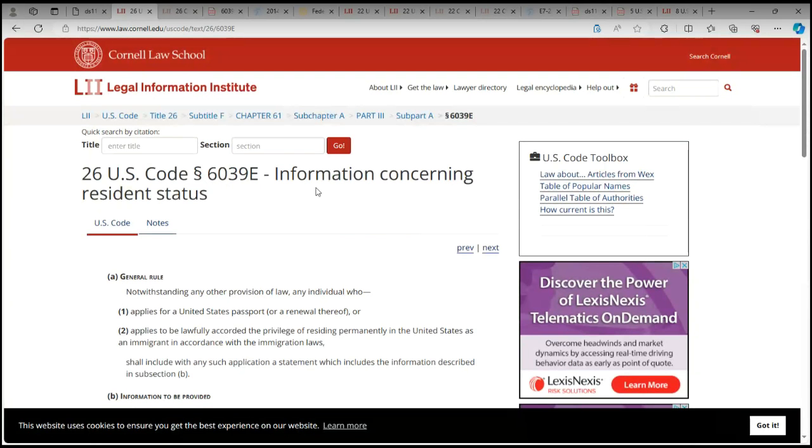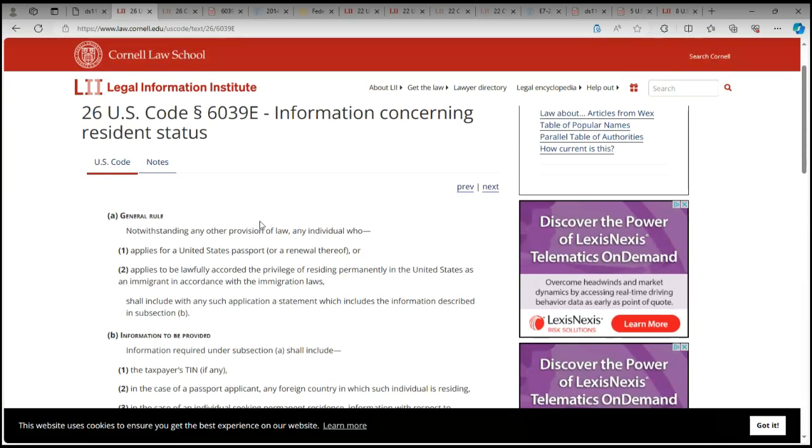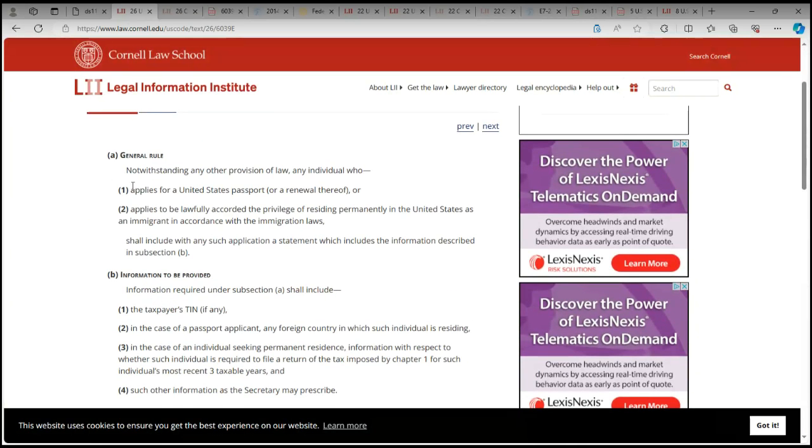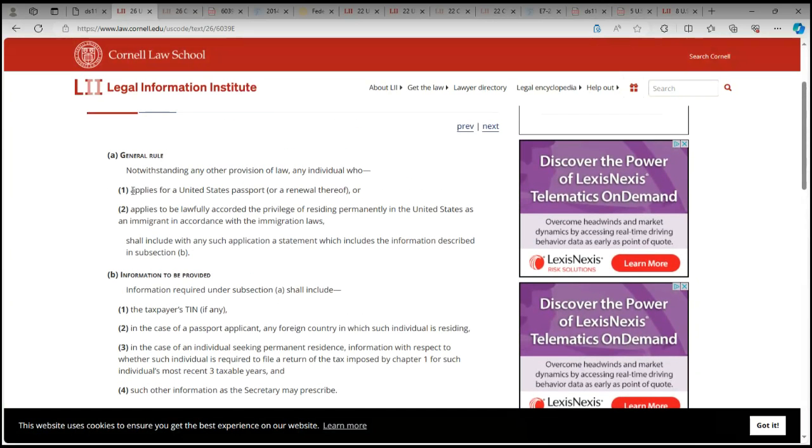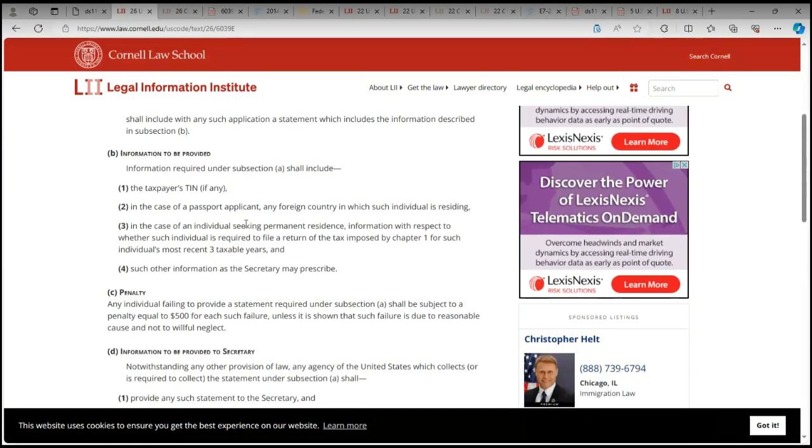Right? This is information concerning resident status. Right? General rule: notwithstanding any other provision of law, any individual who applies for a passport, a U.S. passport, or applies to be lawfully accorded the privilege of residing permanently in the United States as an immigrant in accordance with the immigration laws shall include in any such application a statement which includes the information described in Section B. So for us, it will be this. We're applying for a passport. B, information to be provided.